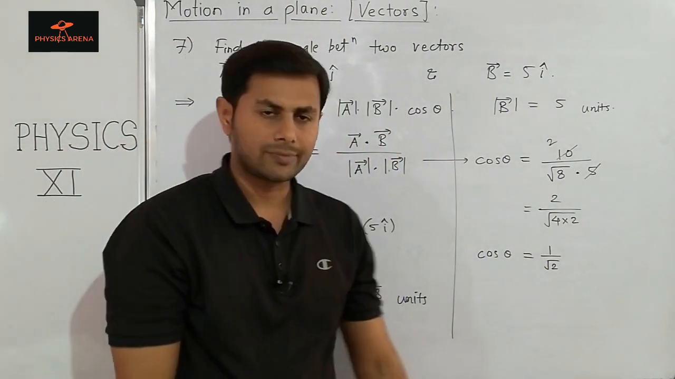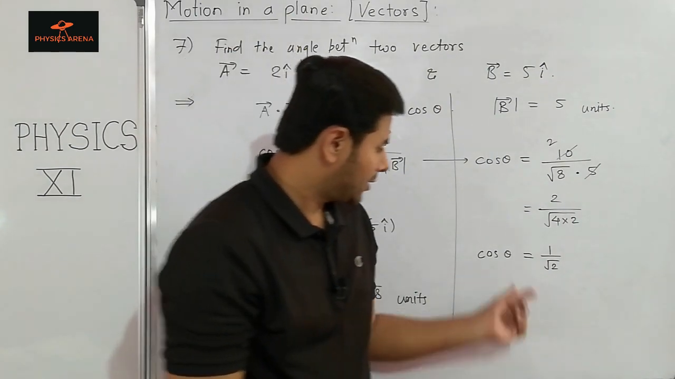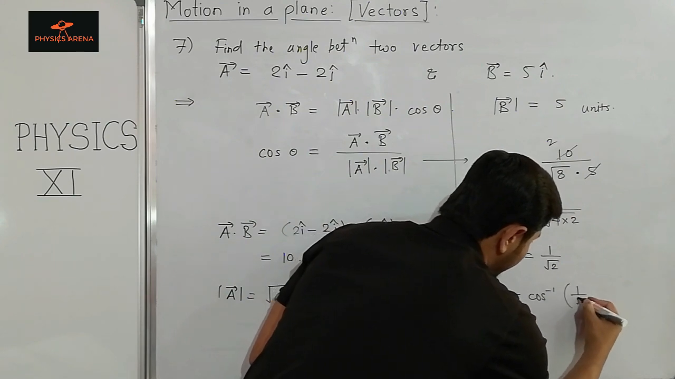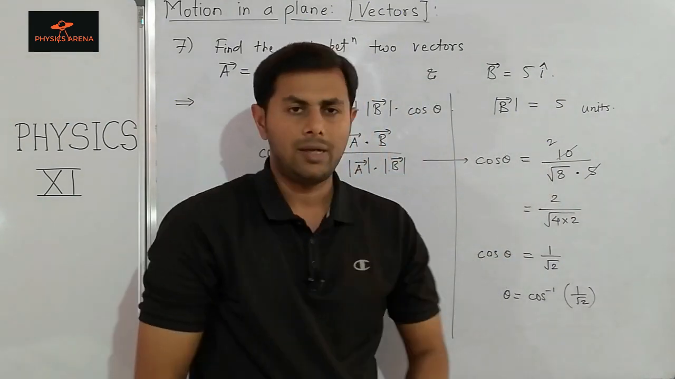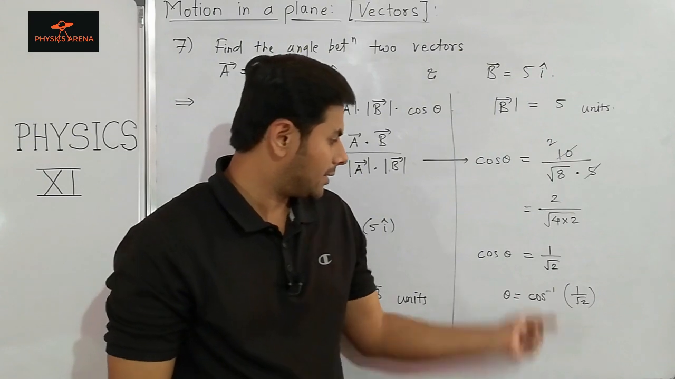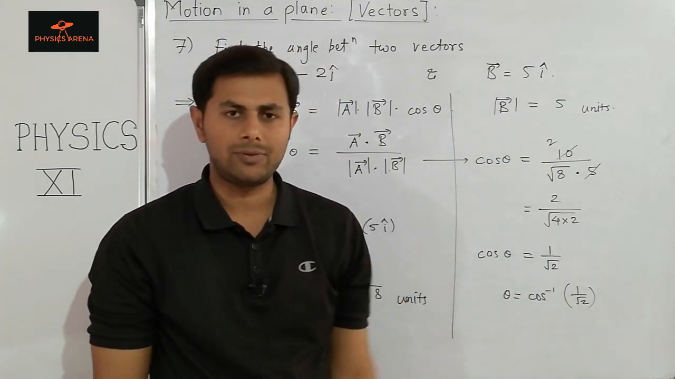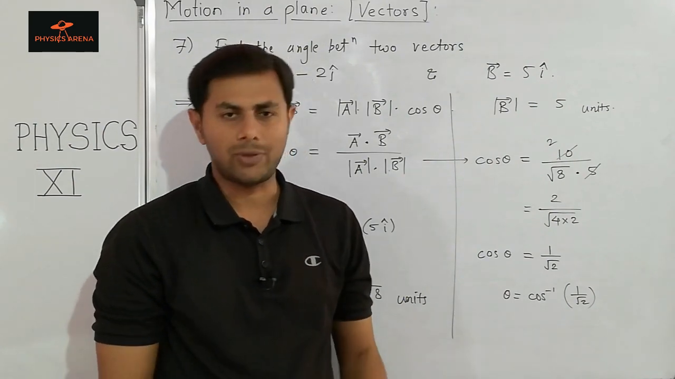Now the angle theta will be cosine inverse of 1 divided by root 2, and we know that cos of 45 gives me 1 divided by root 2, so this theta should be equal to 45 degrees.